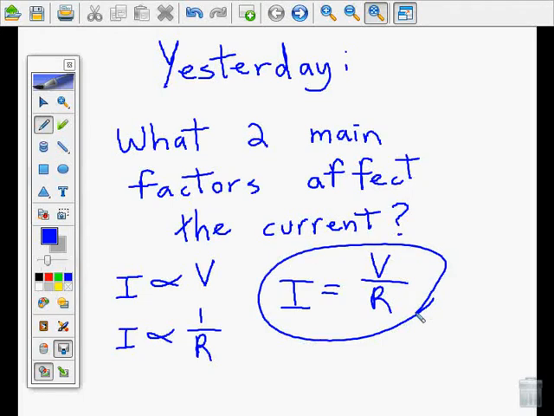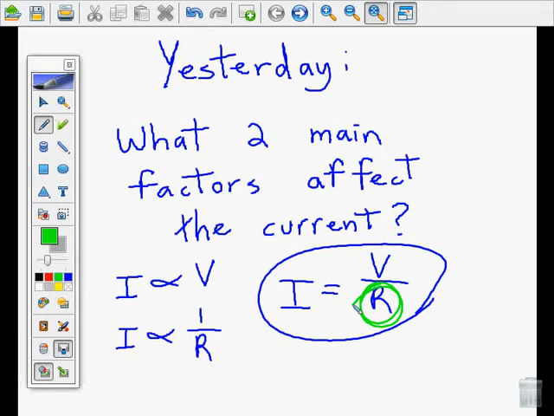That was yesterday's lesson. If the wire is connected to a greater difference in charge concentration, known as a greater potential difference, greater voltage, you'll have a bigger current. However, if the wire itself has a greater resistance, you'll have a smaller current. Today's lesson, we're going to focus in on the resistance of the wire.